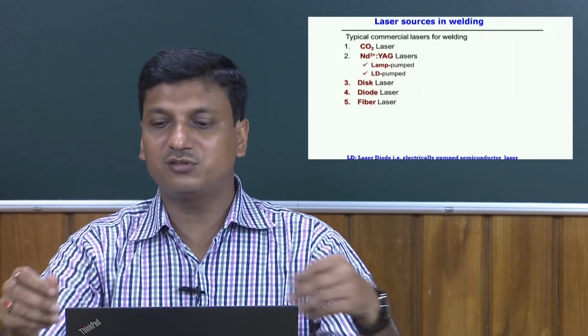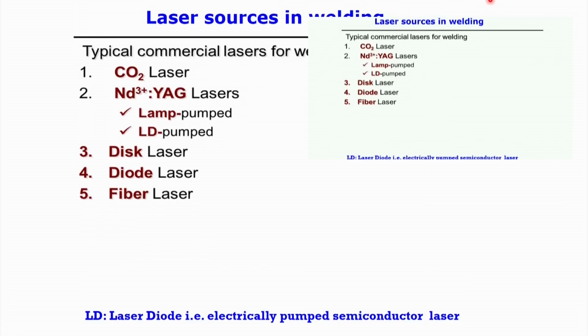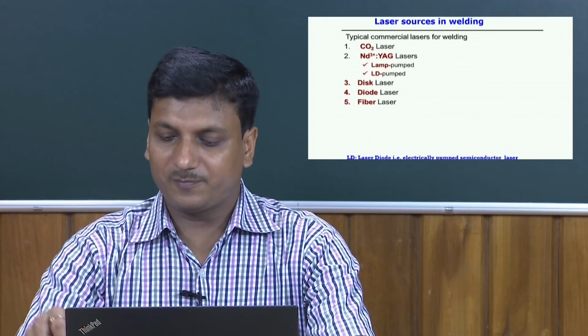If you see the laser sources in the welding process, another mostly used laser is the CO2 laser. Apart from that, most commercial lasers used for welding purposes can be categorized as follows. First one, the CO2 laser, then the Nd:YAG laser, but the Nd:YAG laser can be either lamp pumped or laser diode pumped. Laser diode pumped means electrically pumped semiconductor devices. Then the disc laser and diode laser, and finally the fiber laser. All these 5 different types of lasers are normally used for welding purposes.